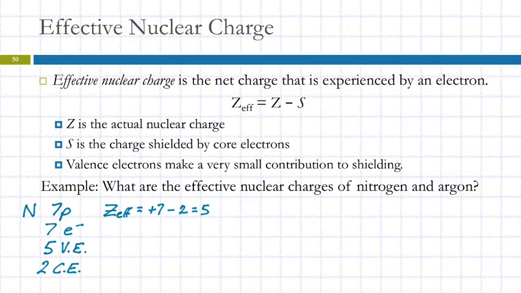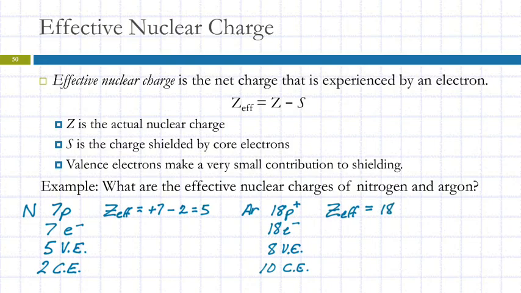Let's look at argon. How many protons does argon have? 18. How many electrons total does argon have? 18. How many valence electrons does argon have? 8. It's in group 8. 8 valence electrons, so how many core electrons? 18 minus 8, 10. Right? 10 core electrons.